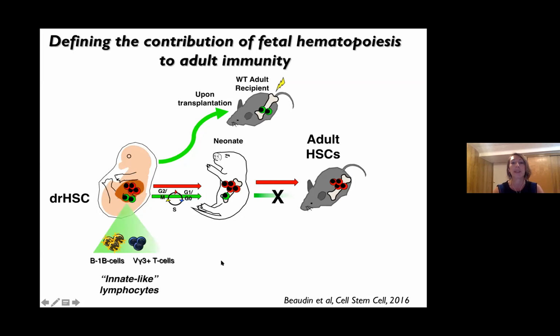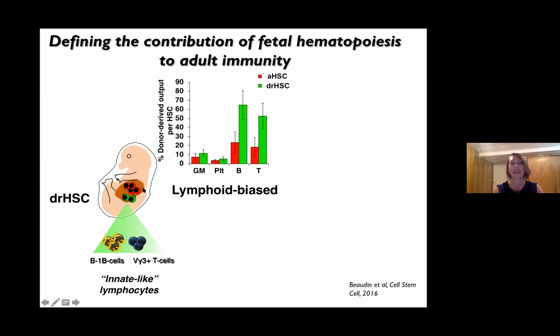And most importantly, we showed that these DRHSCs are functionally distinct from their tomato-positive adult counterparts. Specifically, they have a unique capacity to generate these innate-like lymphocytes that we know are only made during fetal development, like B1B cells and Vgamma3-positive T cells. So we went on to show that these DRHSCs have this capacity. They are specifically lymphoid biased. So on a per stem cell basis, they generate considerably more B and T cells as compared to myeloid cells.